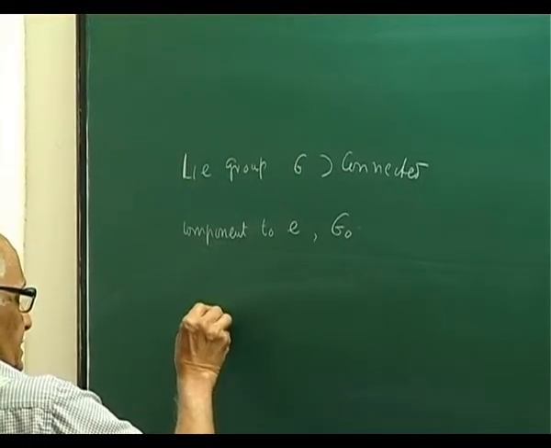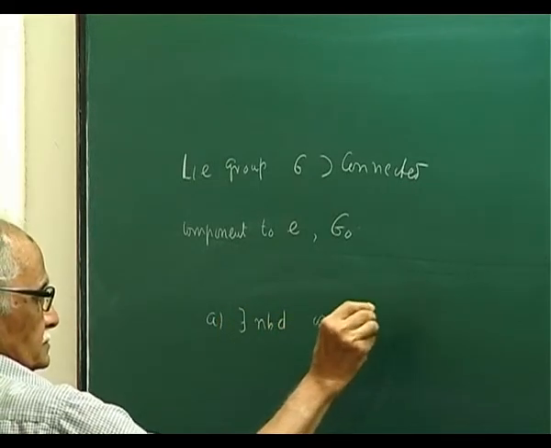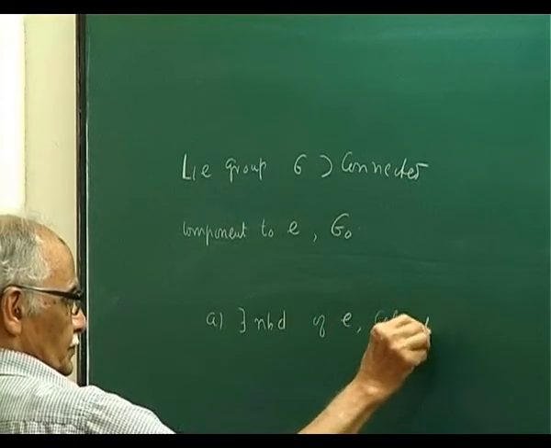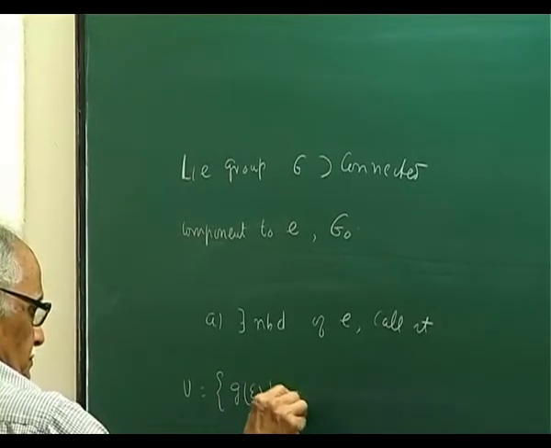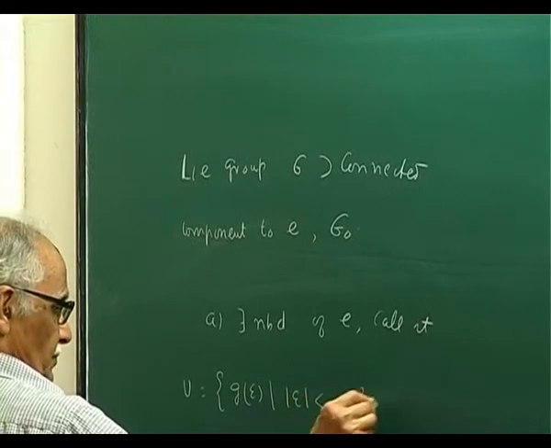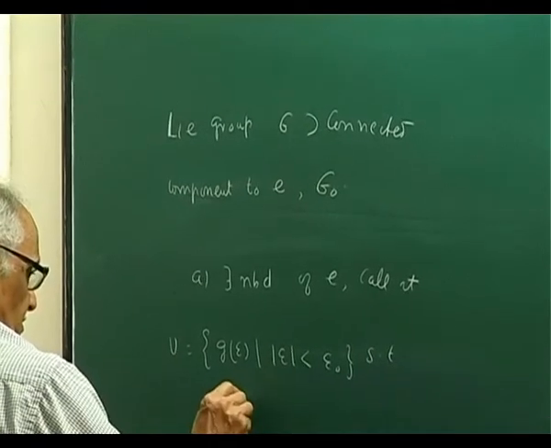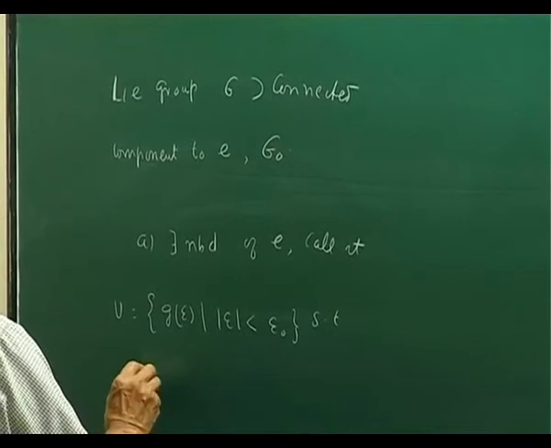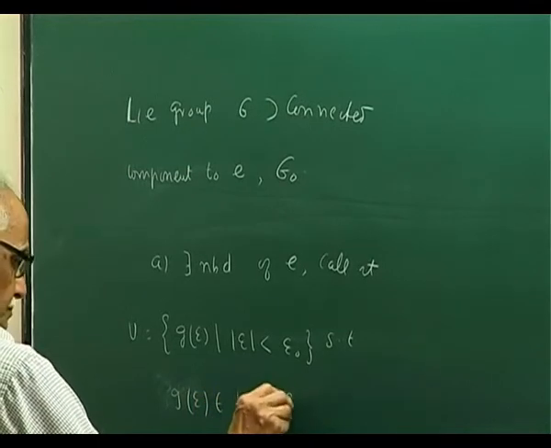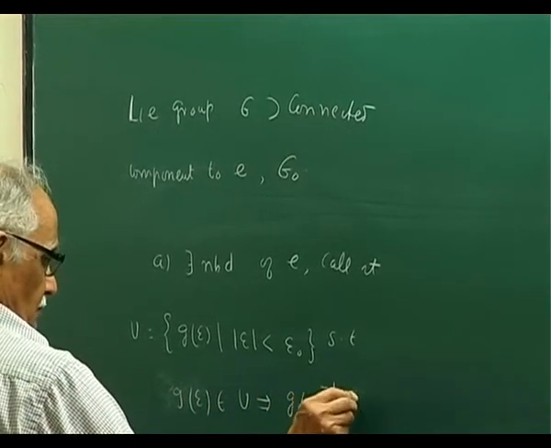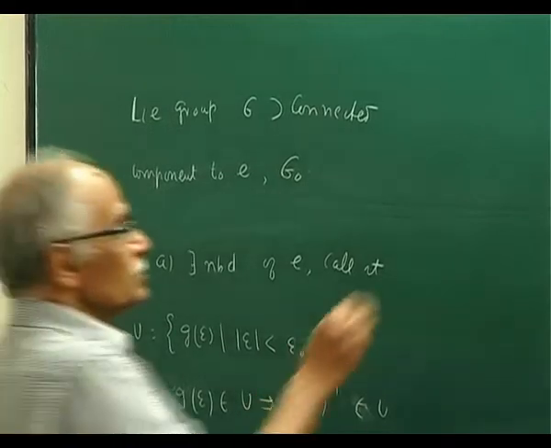We follow this way. A, there exists a neighborhood of identity, call it U. Okay, it consists of all g(epsilon), for some number epsilon 0, such that g(epsilon) belongs to U means epsilon belongs to U. Okay. This I did not prove. This U is called the group germ.